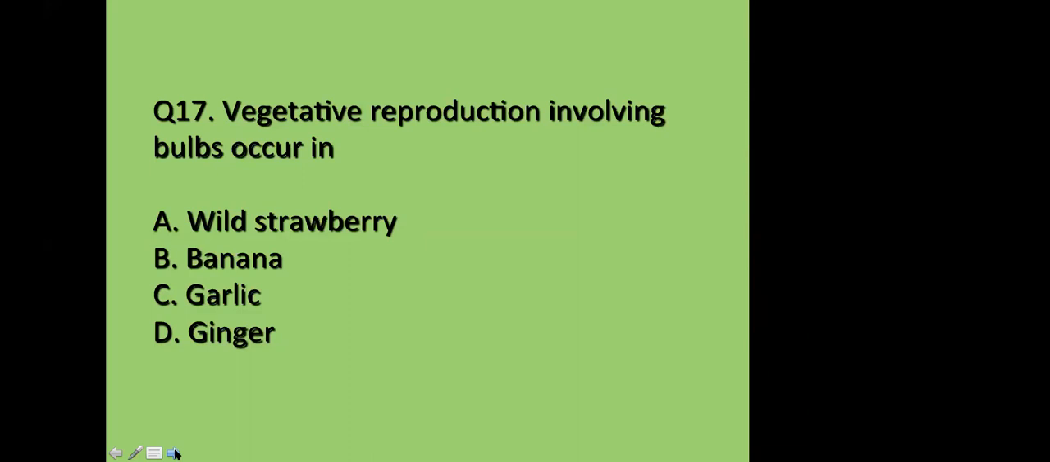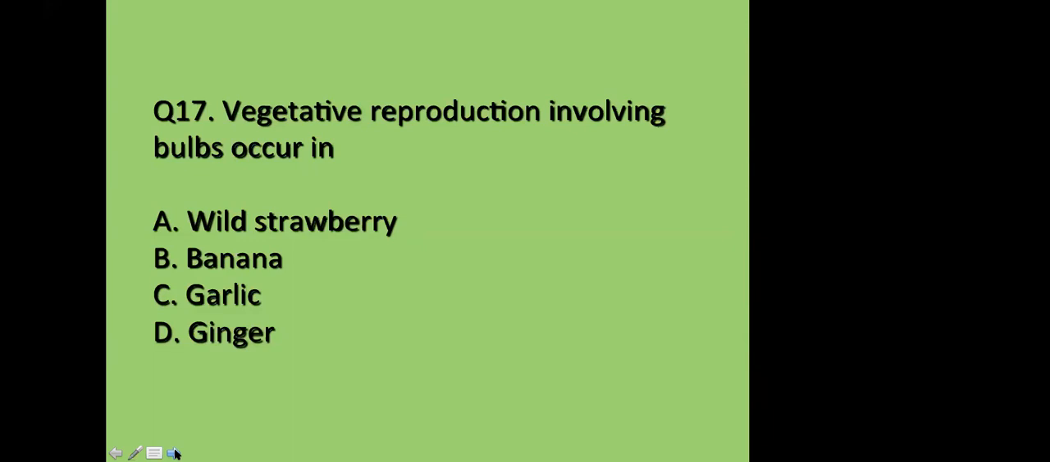So the right answer for this question is option C, garlic. When I showed you the chart, I told you garlic and onion are called bulbs. Whereas strawberry, how does it propagate? Yes, Pevin. It's runners. And ginger, what is ginger? Rhizomes. Yes, rhizome. Very good.